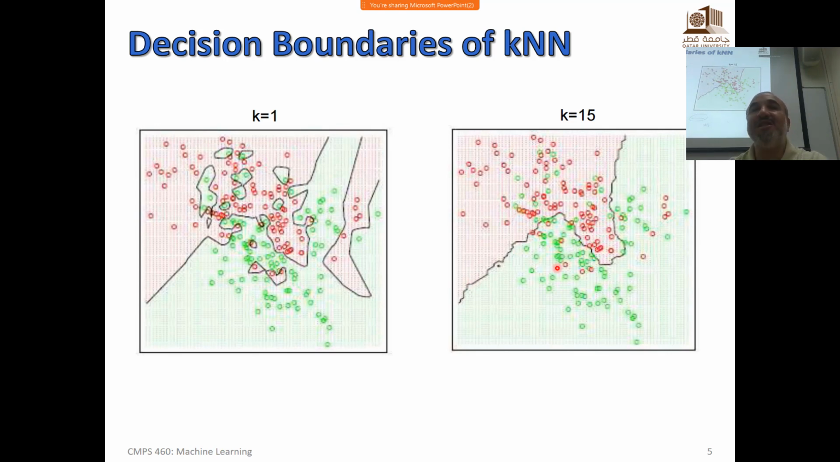Which decision boundary here is simpler and which one is more complex? The one on the left, is it complex or simple? Very complex because it has so many boundaries actually. It's not just one. But this is much simpler. Okay? So this one is more complex.